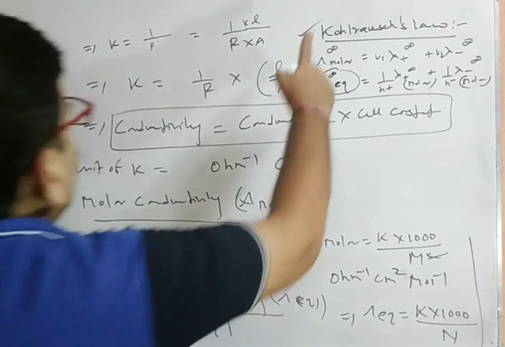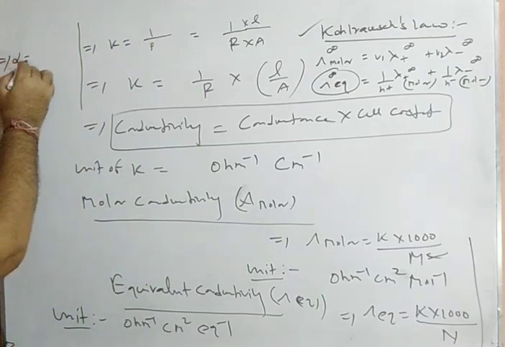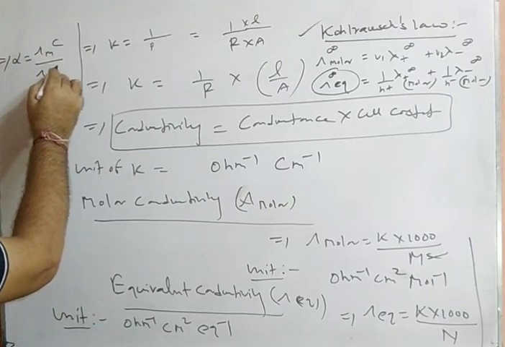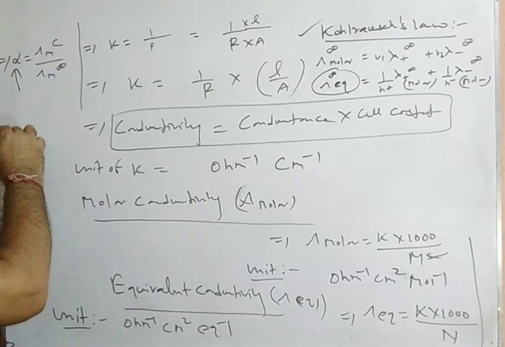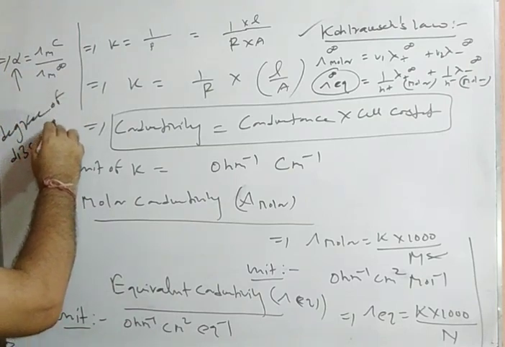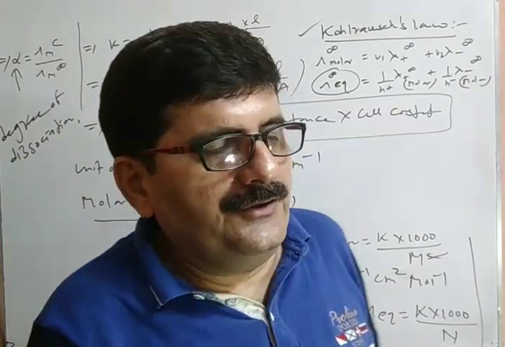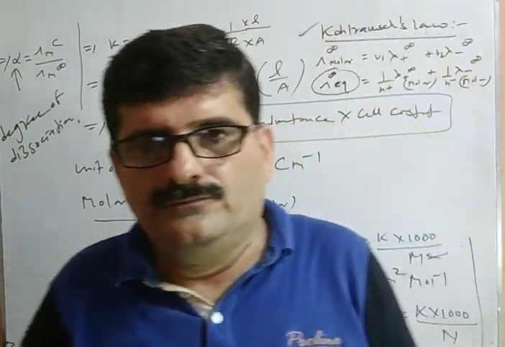With the help of this law, we can calculate what? Alpha, the degree of dissociation. Molar conductivity at given concentration over molar conductivity at infinite dilution. Such ratio is called what? Degree of dissociation. So the degree of dissociation of weaker electrolytes can be determined with the help of Kohlrausch's law.